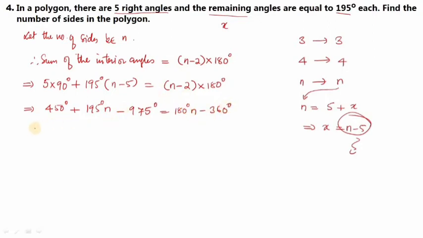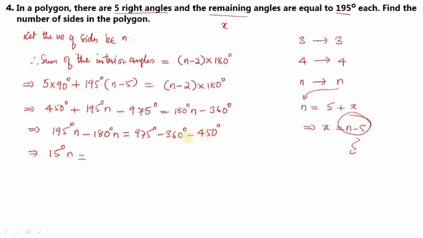So what you are going to get is 195 degree n minus 180 degree n. Now bring this entire thing out here. So you get 975 degree minus 360 degree minus 450 degree. Right, so let's find the difference. This difference turns out to be 15 degree n.